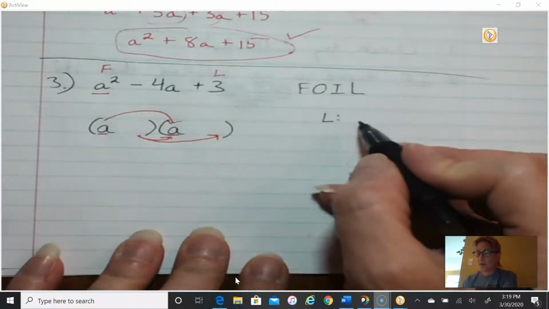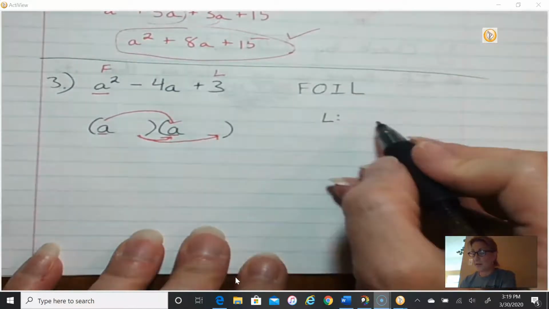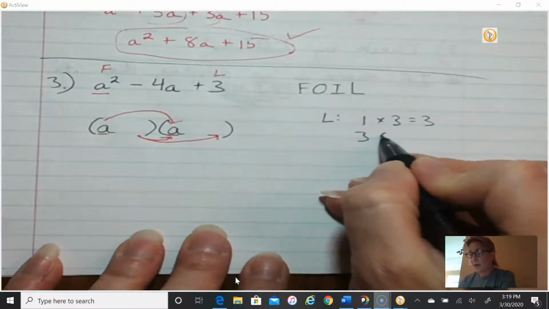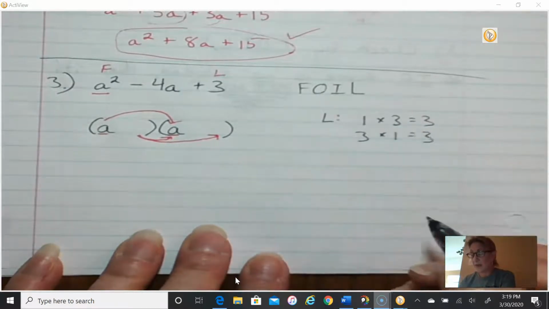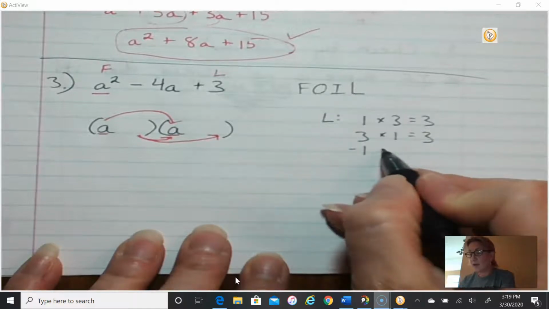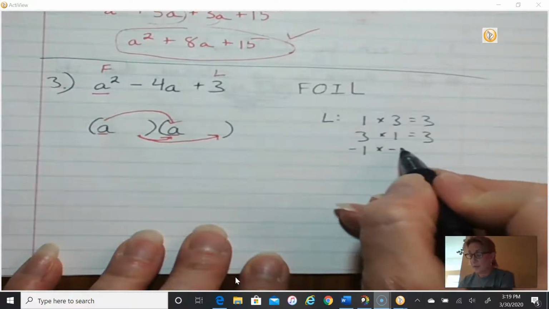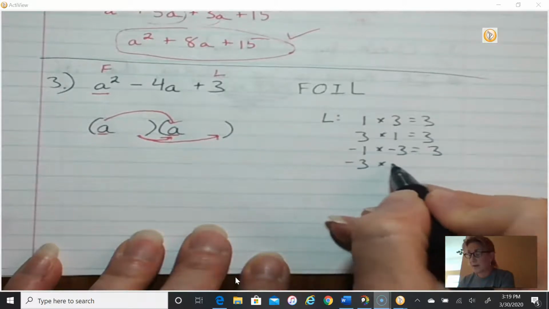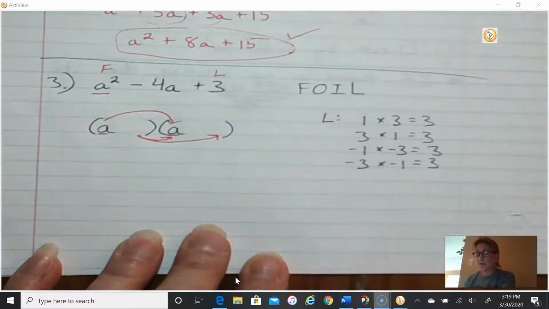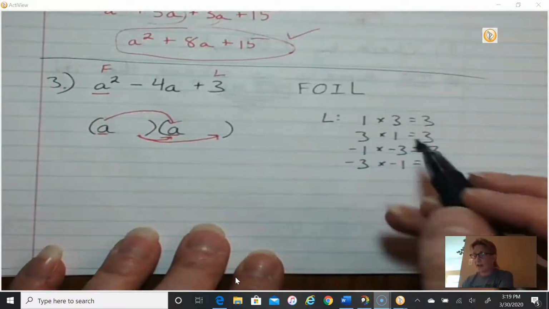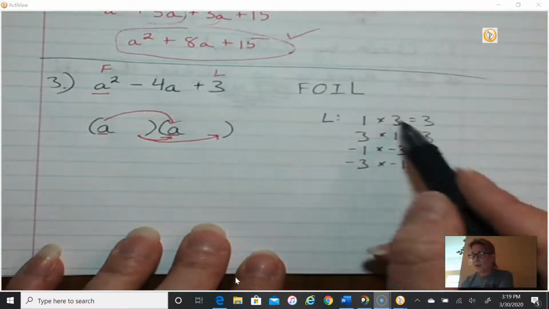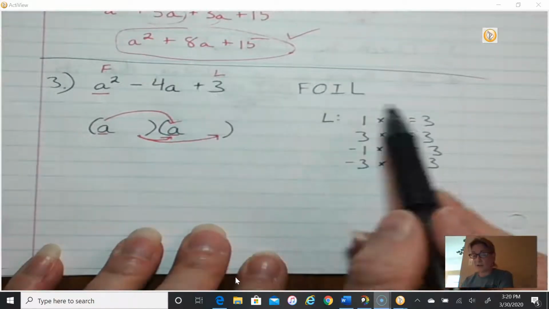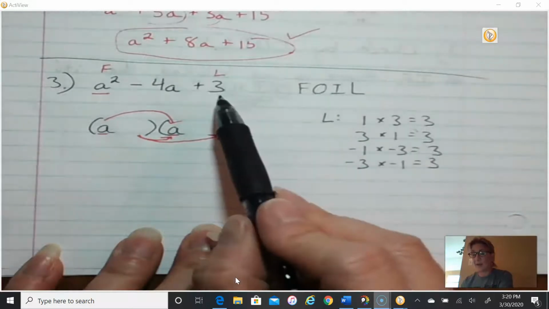Okay, so what are all the ways to get a +3? 1 times 3 is 3. 3 times 1 is 3. You can do -1 times -3. That gives you a +3. And -3 times -1 gives you a +3. Now, all of these can be used to get the last number, correct? You could use any combination to get that one.